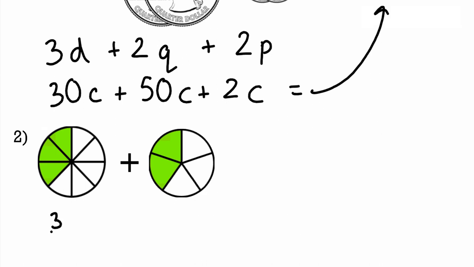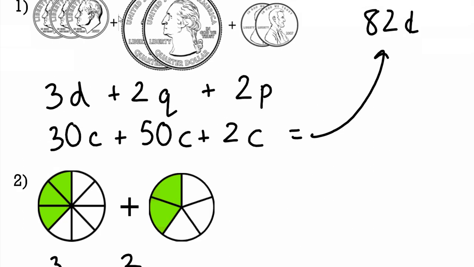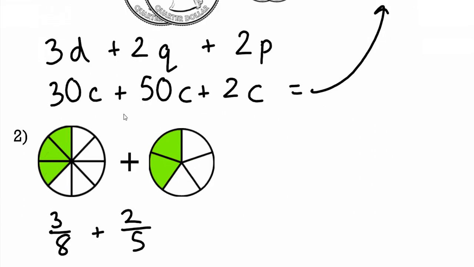Here, if I had 3/8 plus 2/5, this is kind of the elementary version of what we're going to do today with money, and this is the middle school version of what we're going to do today with fractions. How do I add those two things together? How can I add two things that aren't counting the same size pieces? I've got 8ths and 5ths. I make them count the same size pieces by getting a common denominator. Let's make them both be 40ths.